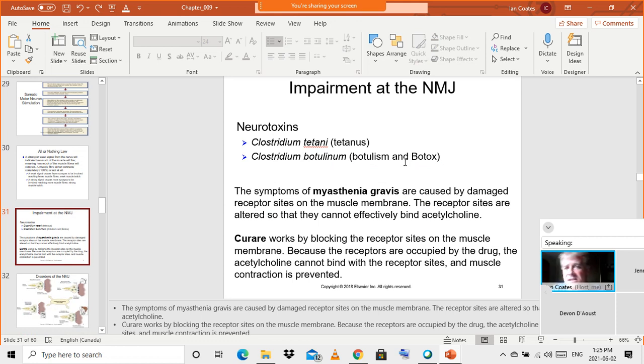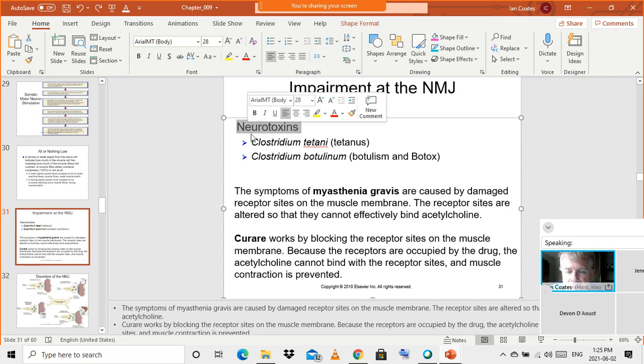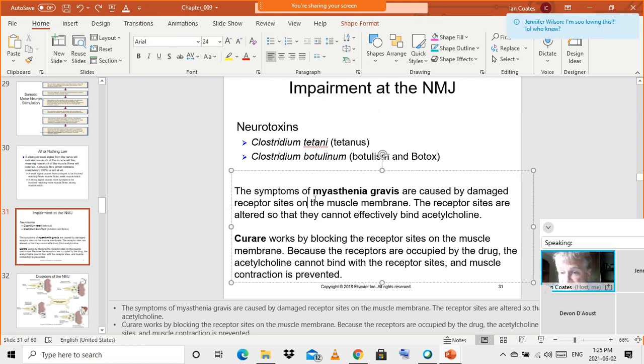Impairment of the neuromuscular junction. There are neurotoxins. There's a really great TV show on Netflix called 72 Dangerous Animals. There's 72 Dangerous Animals Asia and 72 Dangerous Animals South America. It's really good. My kids love it. And just the whole idea that there are these biological poisons made by spiders and snakes and all that, neurotoxins.